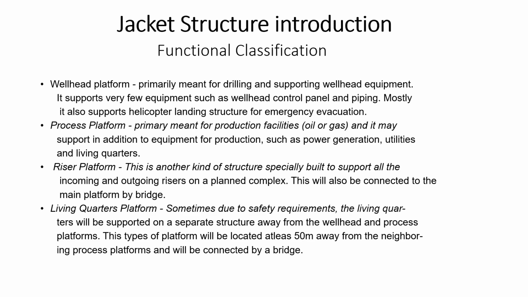Then the process platform, which is primarily meant for the production of oil and gas, and it may support additional equipment. In the process platform the equipment will be more compared to the wellhead platform. Then the riser platform: sometimes the riser may travel from one platform to another platform, and if it is a very far distance, it requires some sort of support. So they will elevate the riser and support it on a platform, and that platform is called the riser platform.